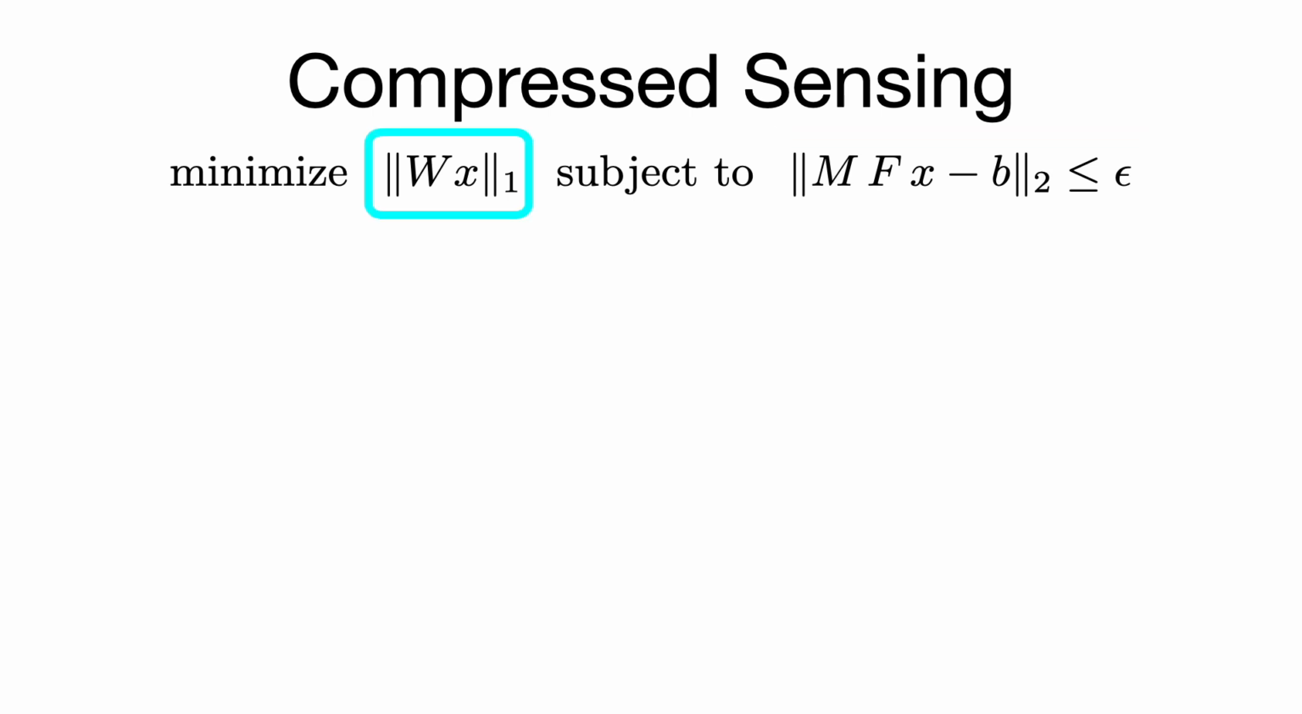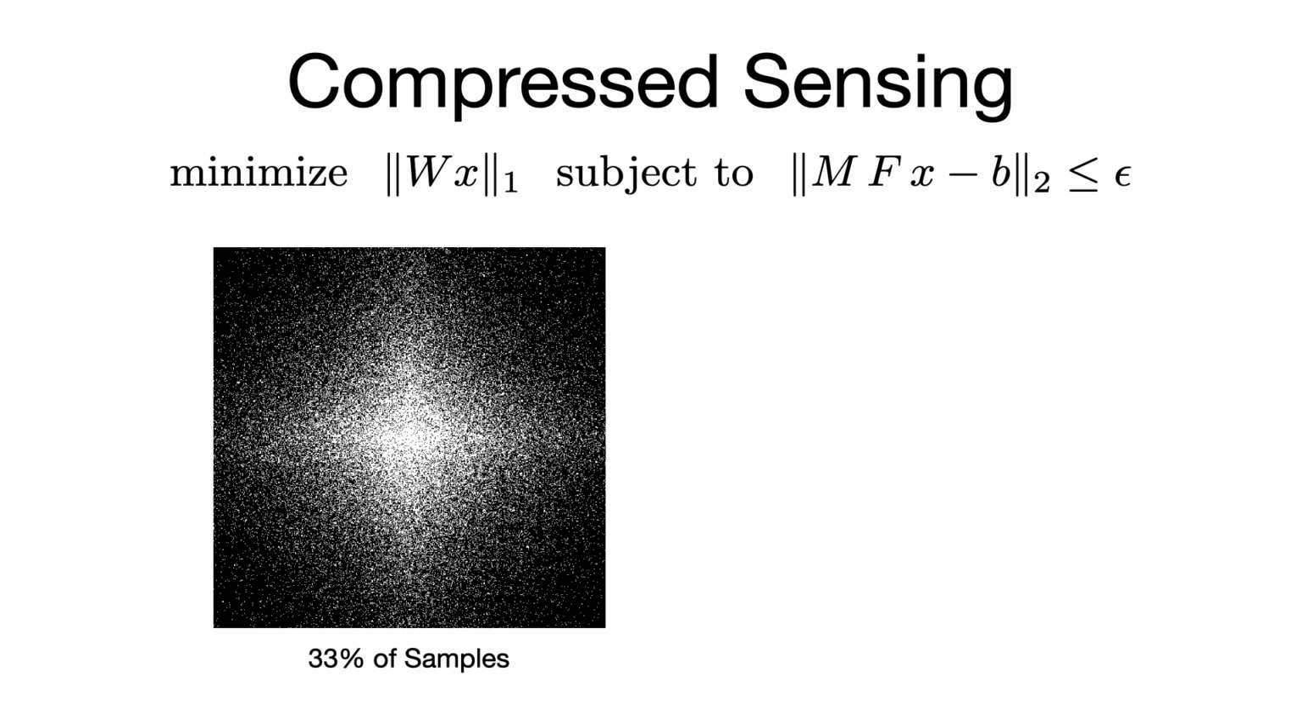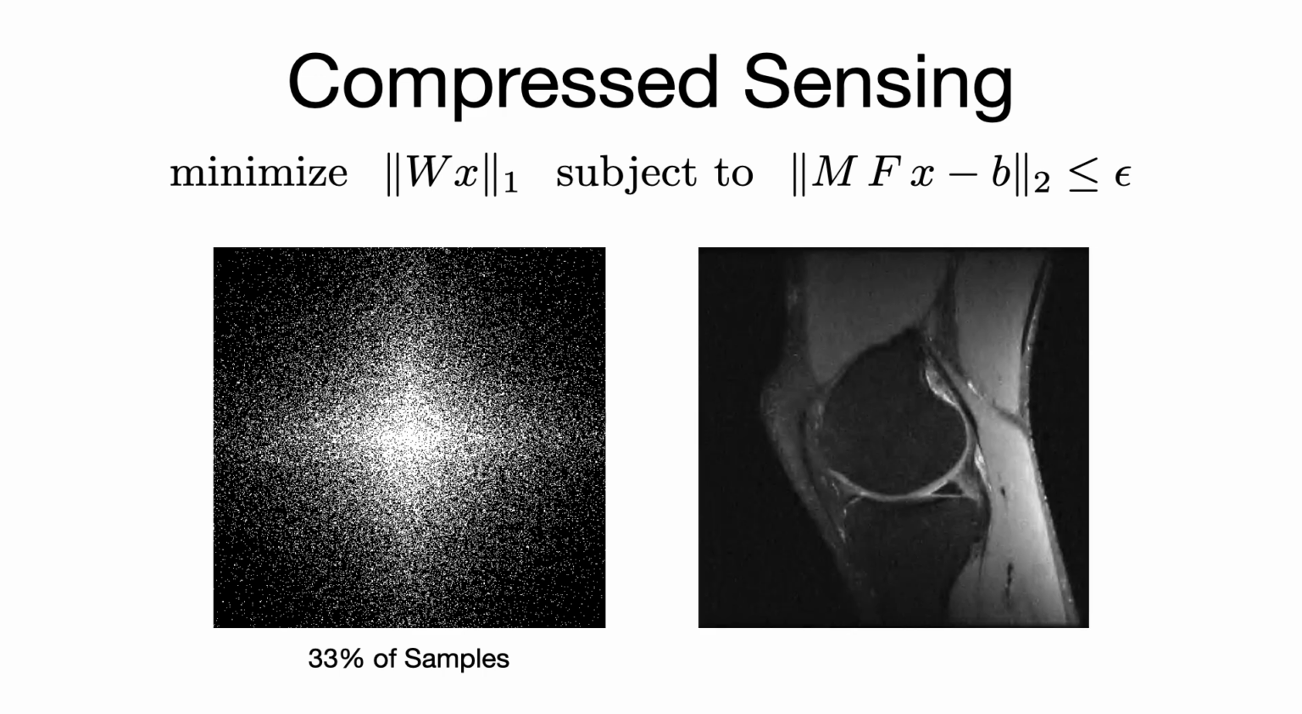Here, W represents the wavelet transform. And so this says, make the wavelet transform of X sparse. That is, make most of the values of the wavelet transform of X 0. Here we're going to use only 33% of the samples, and they were collected according to a variable density sampling pattern. Each white point here represents a sample in the Fourier domain that was collected, and each black point represents one that was not. If we reconstruct the image by solving this optimization problem, then we get this result, which is very close to the original fully sampled reconstruction of the knee. And now this data could be collected 3 times faster.